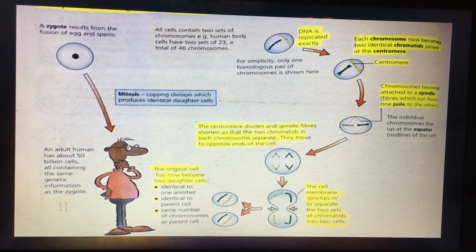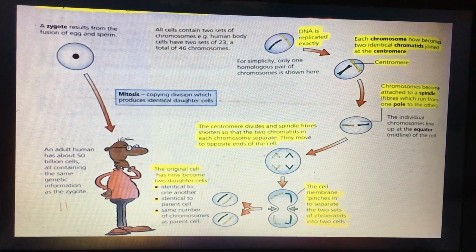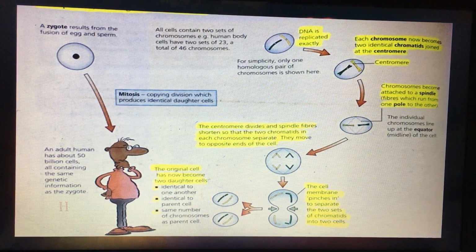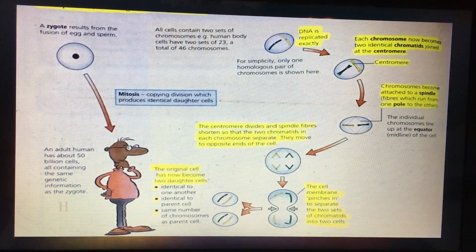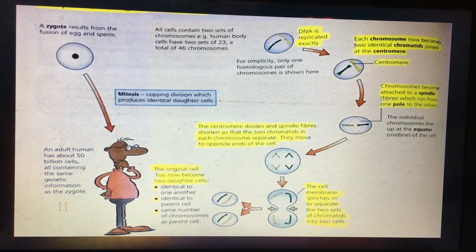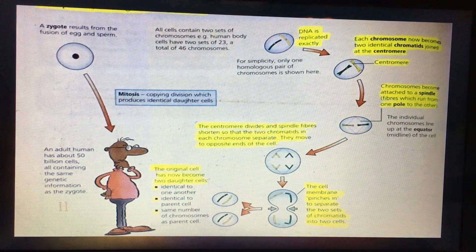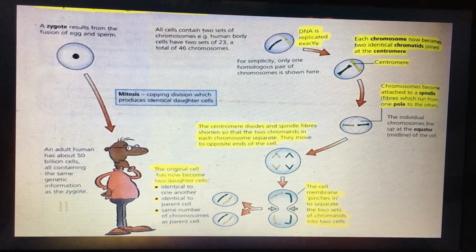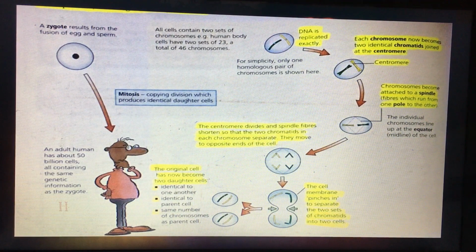So how does that happen? You know that all cells contain two sets of chromosomes. For example, human body cells have two sets of 23 chromosomes. That means the total number of chromosomes is 46. Now, let's understand the process of how the zygote divides to form many billions of cells.